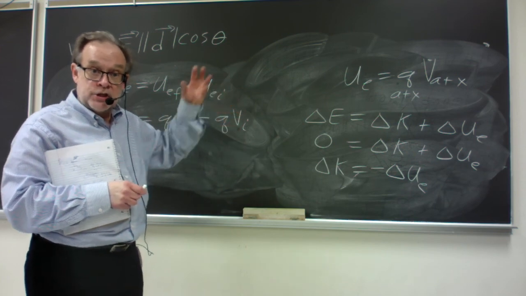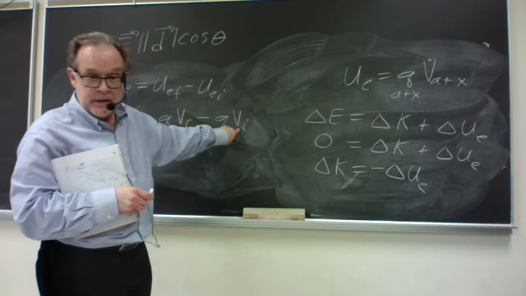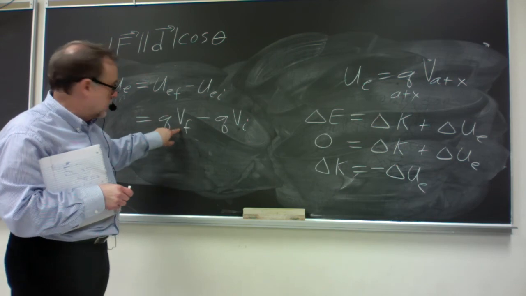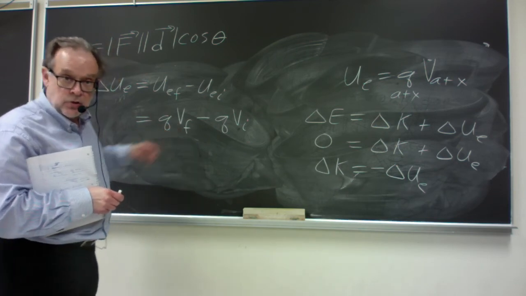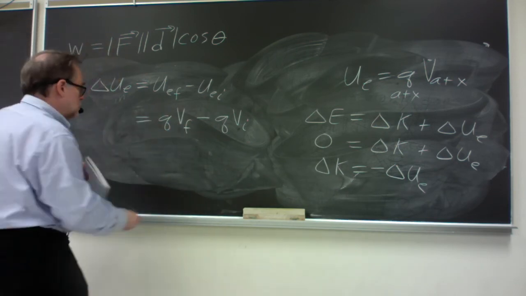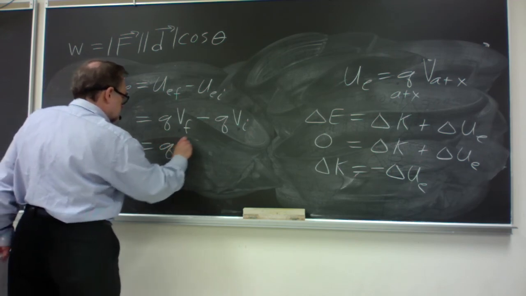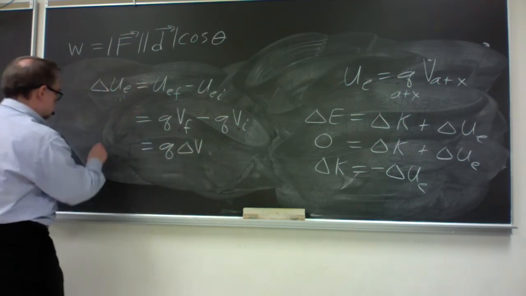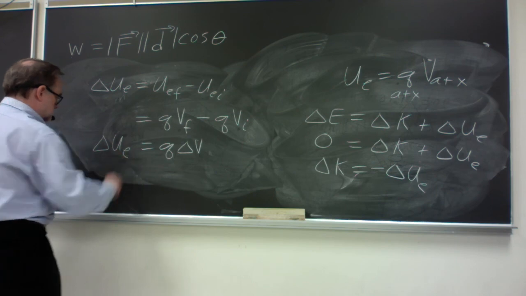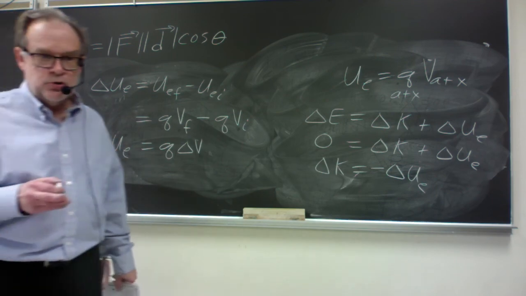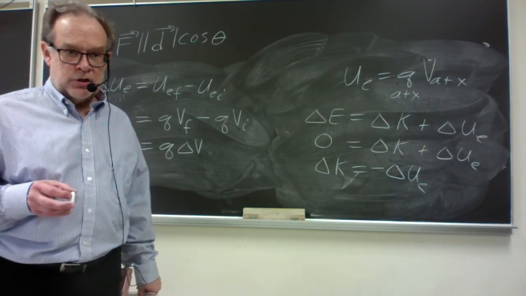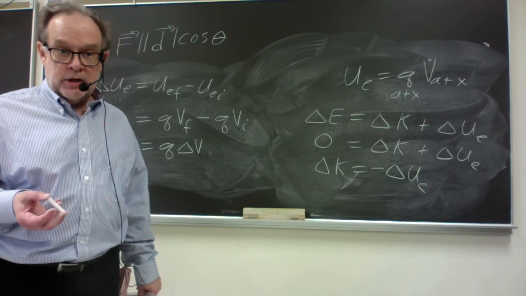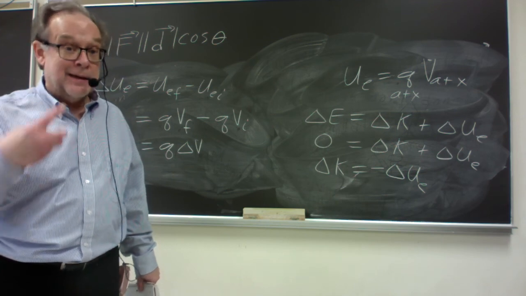Right? Q starts at a location where this is the potential. Q ends at a location where this is the potential. Now factor out the Q, and we have that simple relation between change in potential and change in potential energy.